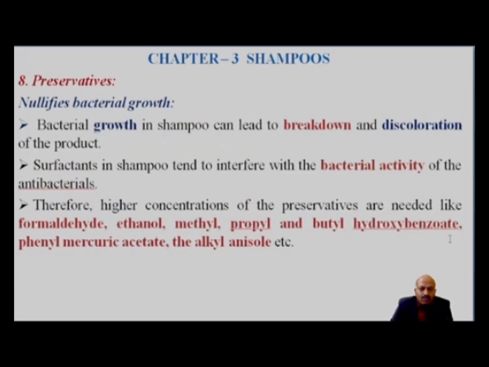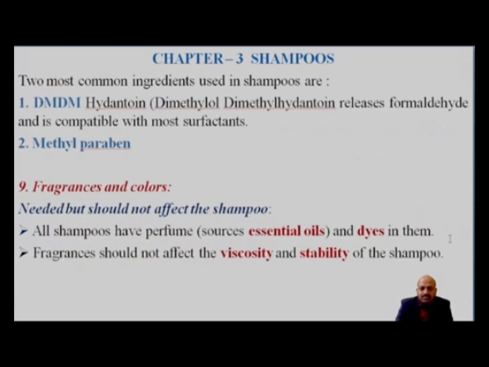Preservatives. This is also very important for the shampoo. Sometimes shampoo may undergo some decomposition and bacterial effect. So preservatives are those which nullify bacterial growth. Bacterial growth in shampoo can lead to breakdown and discoloration of the product. Surfactants in shampoo tend to interfere with the activity of the antibacterials. Therefore, higher concentrations of preservatives are needed, like formaldehyde, ethanol, methyl, propyl and butyl hydroxybenzoate, phenyl mercuric acetate, the alkyl anisole, etc. These are some of the preservatives that can be used to decrease bacterial growth in shampoos.